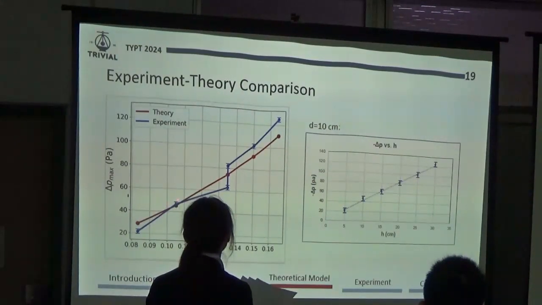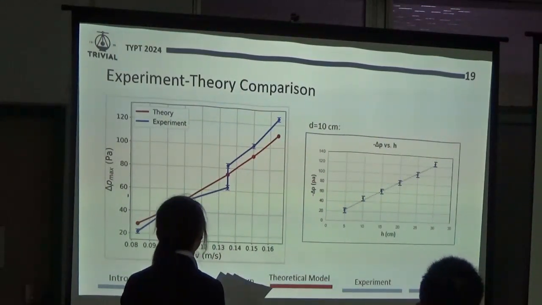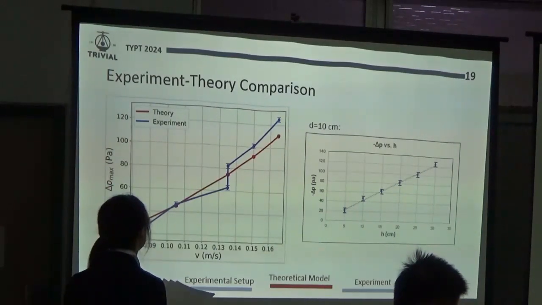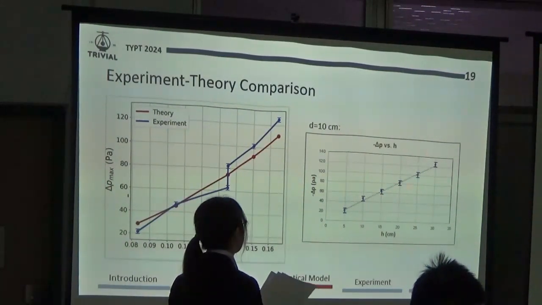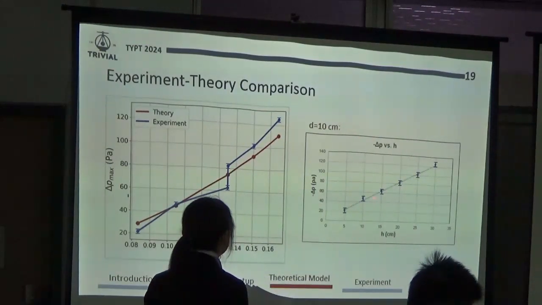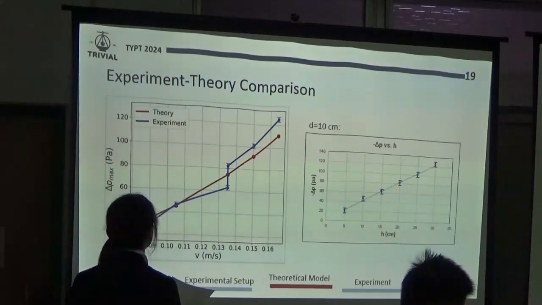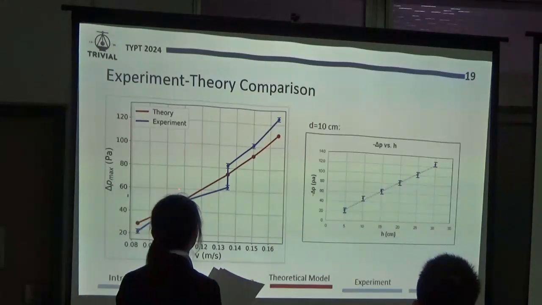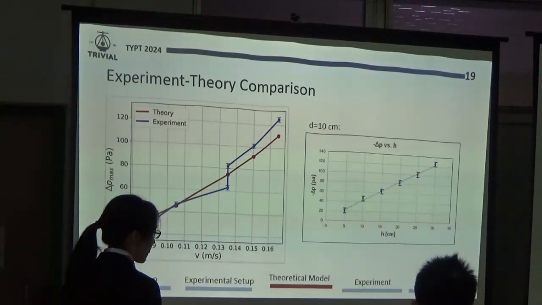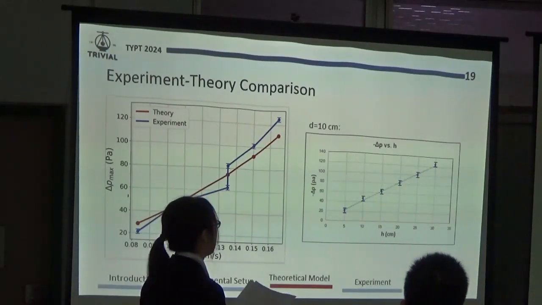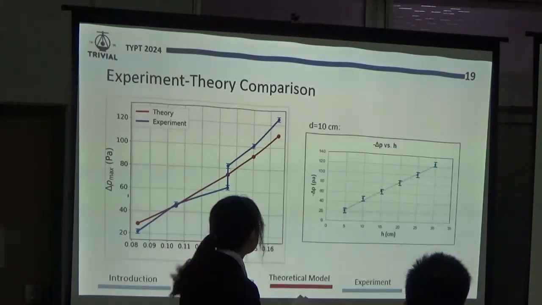Okay, and then here is our experiment-theory comparison. So the blue line over here is the experiment line, and it is related to the trend line on the diagram over here. And so these two lines match. And then over here, the red line is the theory line, and these two lines also match, which means our experiment matches our theory.